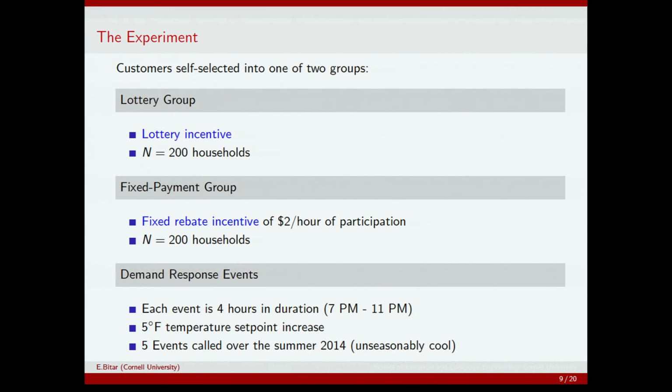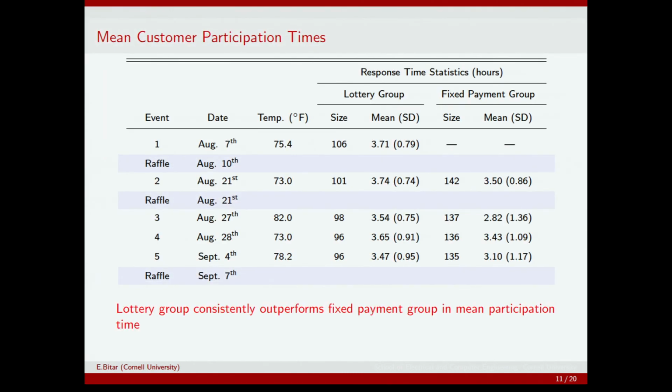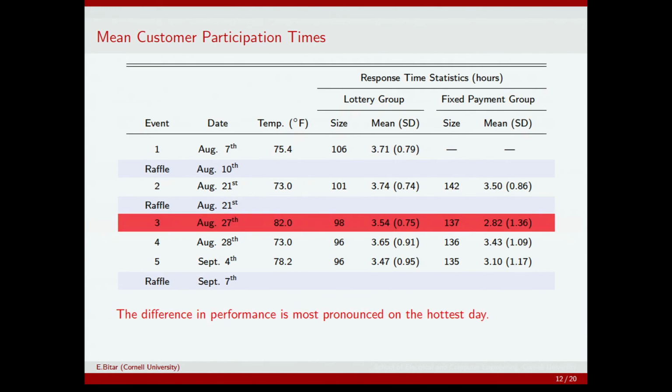So there were 5 events over the summer, and these are the results. What I've listed here are the statistics associated with the participation time in each group for each event. Consistently, the lottery group has an average participation time which is higher than the fixed payment group. You also notice that the variance in the response was less. One interesting point is that this difference was most pronounced on the hot day, which was later in the program. Somehow the lottery was more effective at sustaining customer participation on hot days than the fixed rebate incentive.